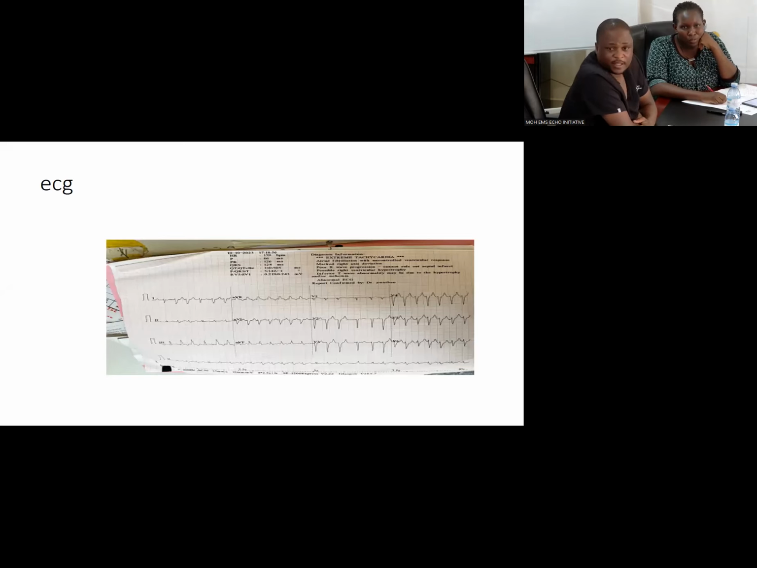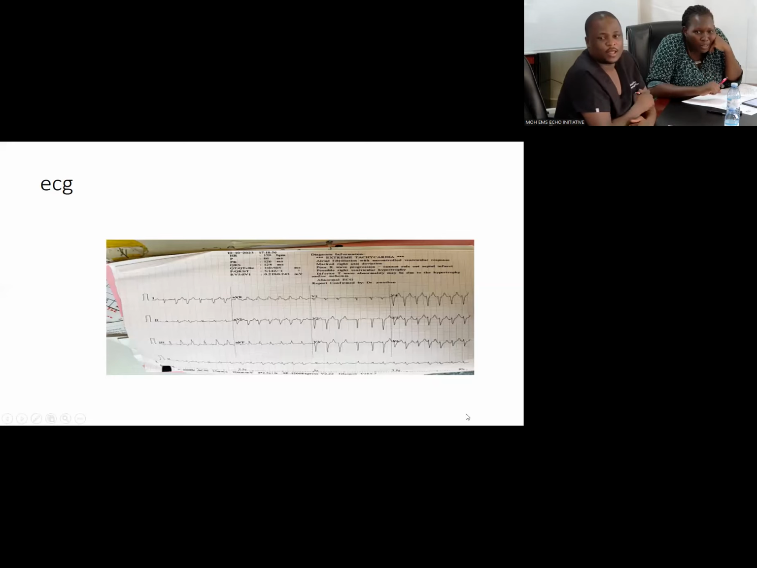That was our ECG findings, which were typical of atrial fibrillation. Maybe can you try to modify? We shall share the ECG imaging. You can proceed.